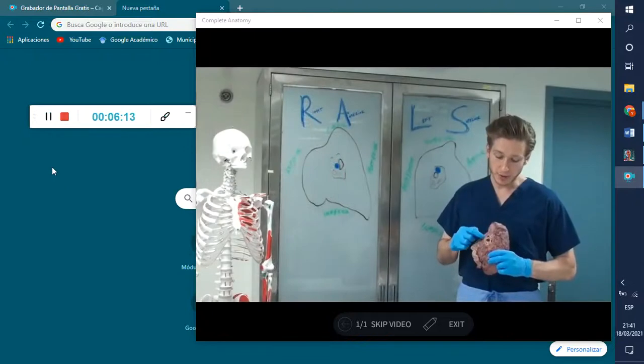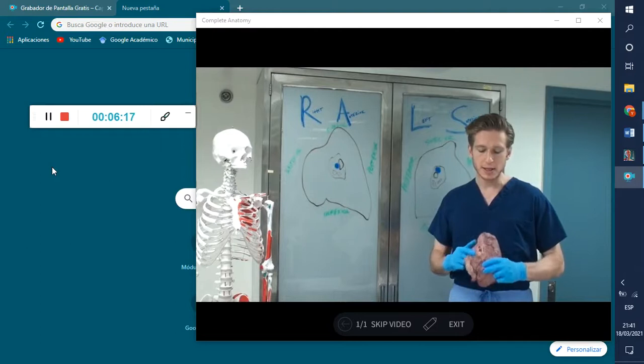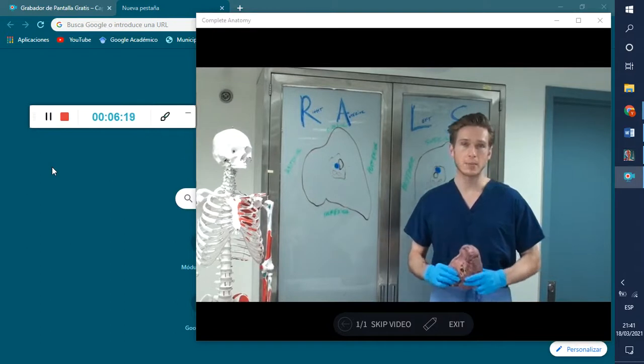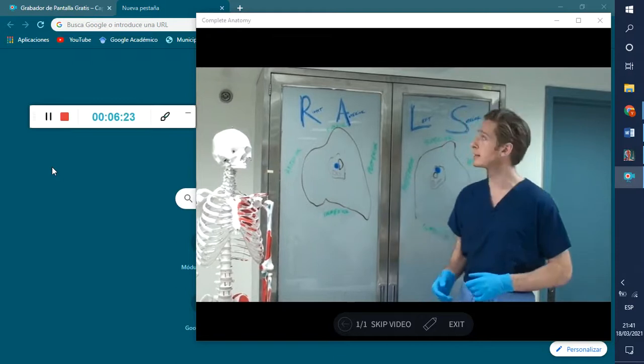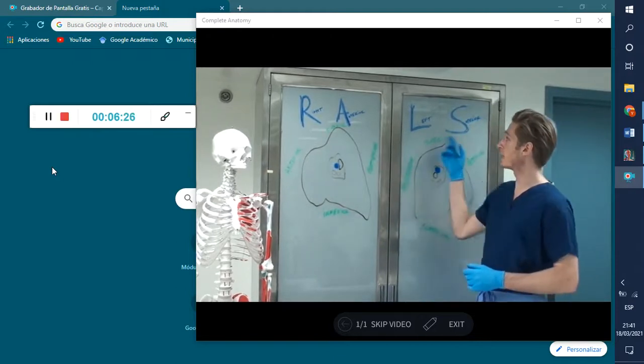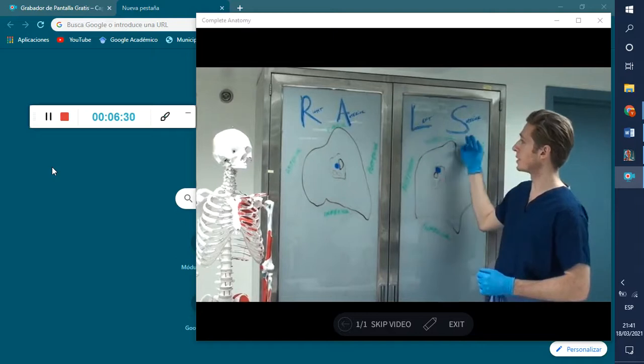Okay, so here we have the hilum of the right lung. Let's talk about how to identify the important structures of the hilum with the use of the popular mnemonic RALS, R-A-L-S. I've drawn out the mnemonic here. It stands for right anterior, left superior.